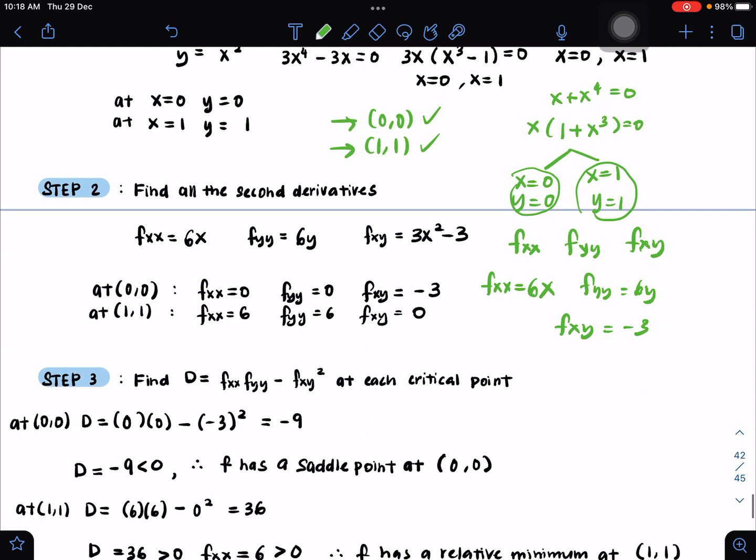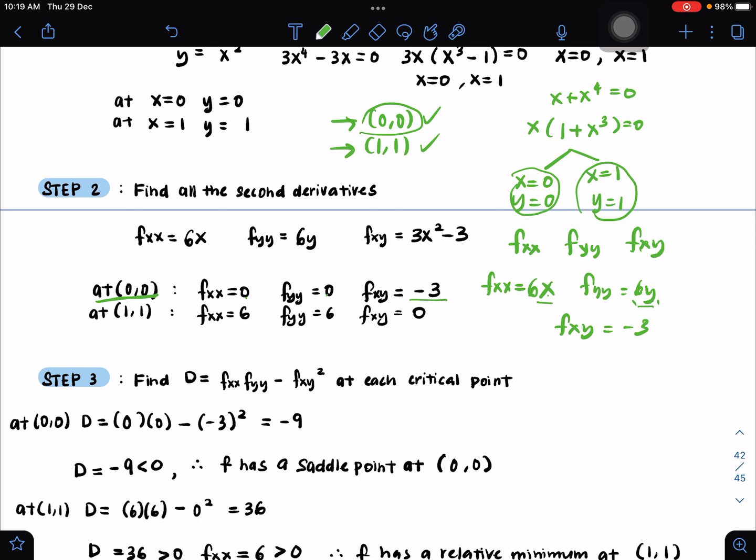Okay, and then because dekat sini ada x dengan y kan, so kita kena gantikan nilai x dengan y. So kita ada dua ni. Yang pertama, x dengan y equal to 0, 0. So bila x dengan y equal to 0, 0, fxx kita 6 kali kosong, kosong. Fyy 6 kali kosong, kosong. Fxy negative 3 lah.